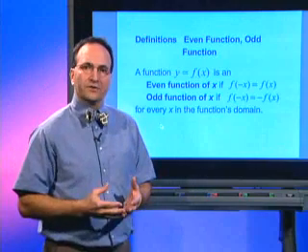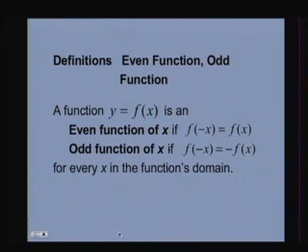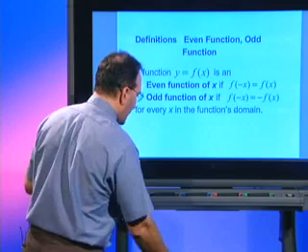All right, so the next thing that we want to talk about is even and odd functions. They have special symmetry, and we're going to look at that definition right now. A function y equals f of x is an even function if f of negative x is equal to f of x. It's an odd function if f of negative x is equal to negative f of x for every x in the function's domain.